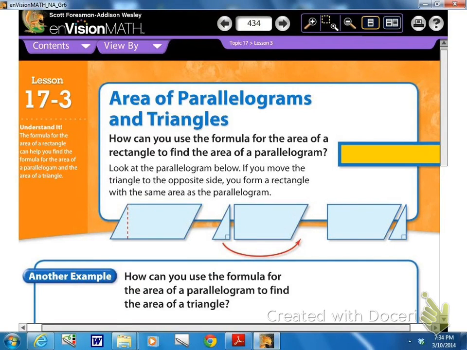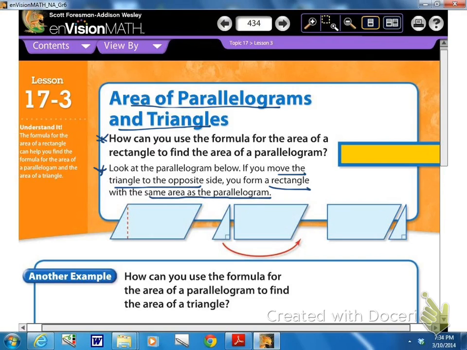Okay, we are looking at lesson 17-3, area of parallelograms and triangles, today on page 434. Alright, so let's look at this. It says, how can you use the formula for the area of a rectangle to find the area of a parallelogram? So look at this parallelogram below and notice that if you move the triangle to the opposite side, you form a rectangle that's of course going to have the same area as the parallelogram.